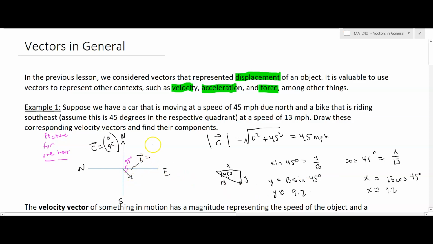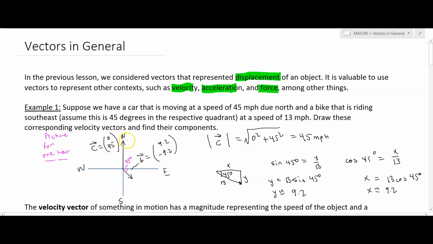So to actually write this vector, we would need to observe the fact that the x component is positive, since that's to the right of the origin, and the y component is going to be negative 9.2, since that's below the origin. And so there are the two vectors representing this scenario. If you wanted to, you could put this b vector at the tip of the n vector. It really makes no difference.